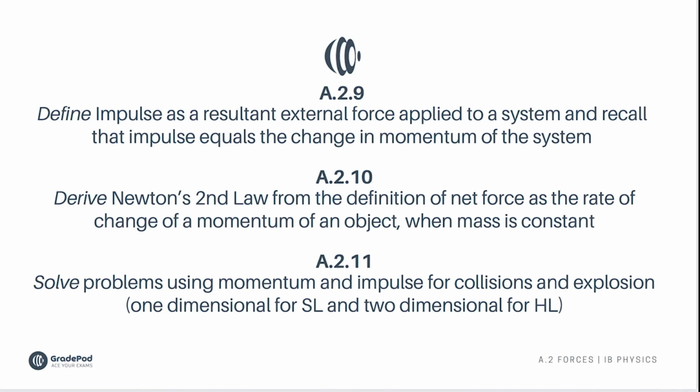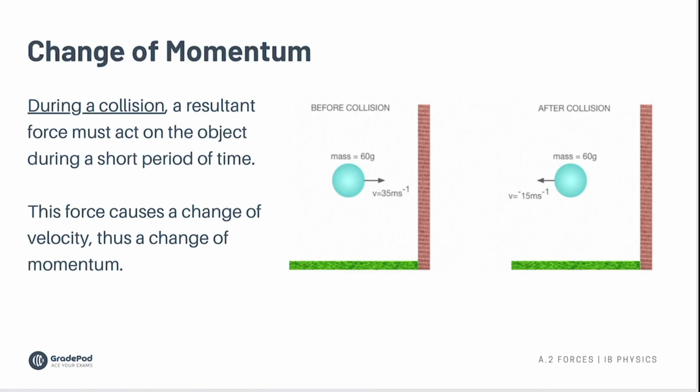In this section I'm interested in what's happening during the collision. What's happening at that point where the momentum has been changed from one point to another. And that concept, it all revolves around something called impulse. Learning objectives 9, 10 and 11 all deal with the concept of impulse. As I said before, we're thinking about momentum changing.